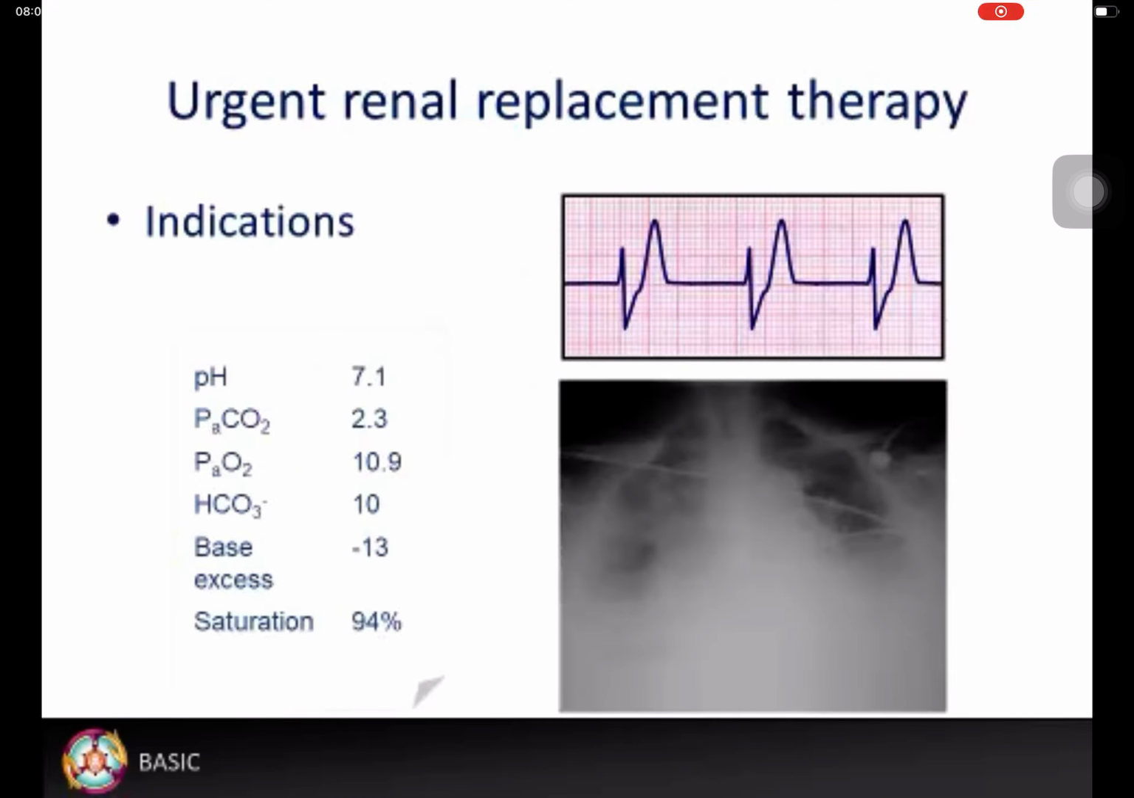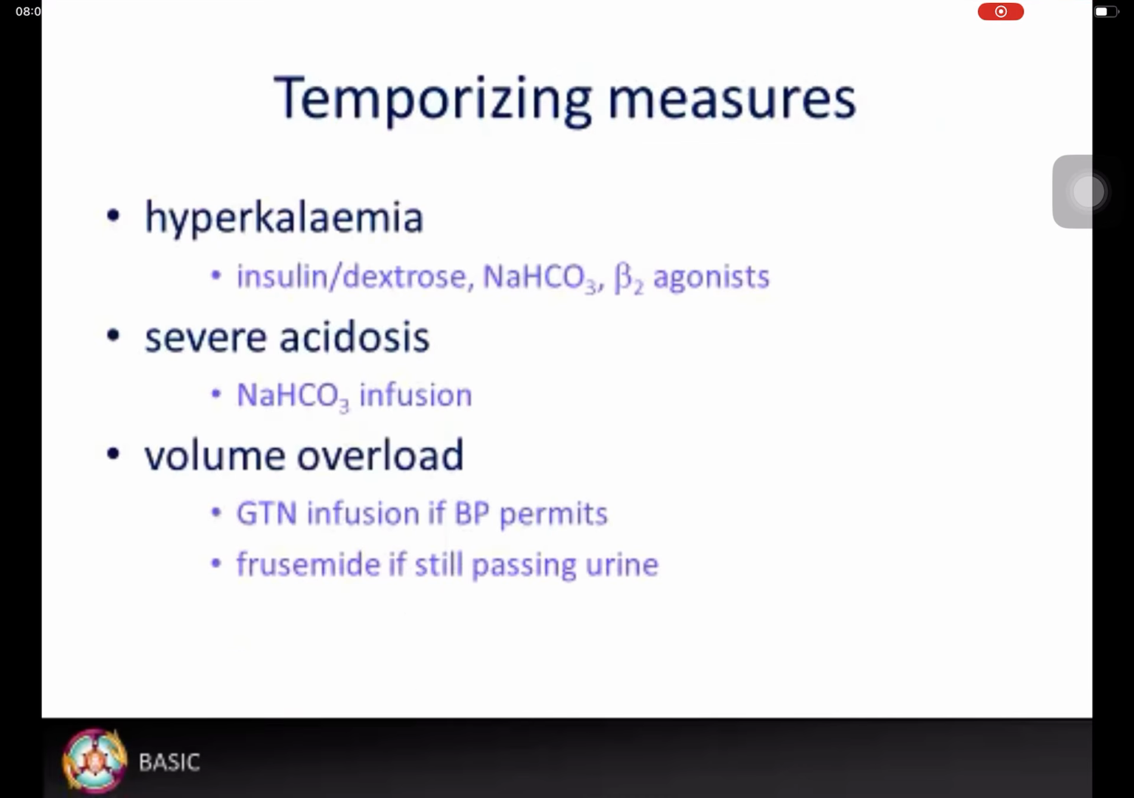Indications for urgent renal replacement therapy are metabolic acidosis, hyperkalemia, and severe fluid overload unresponsive to diuretics. In order to buy time while setting up renal replacement therapy, treat hyperkalemia with insulin and dextrose, bicarbonate and beta agonists, severe acidosis with bicarbonate, and volume overload with nitrate infusion and/or furosemide.